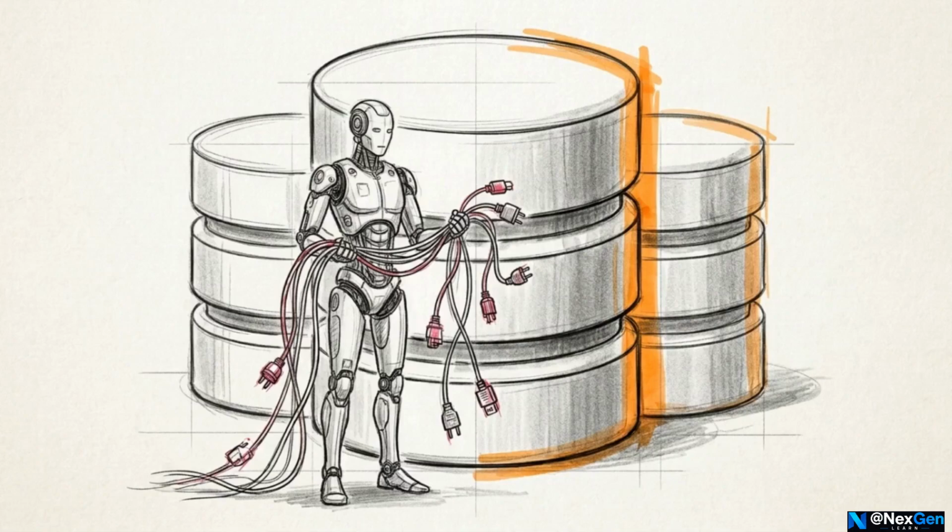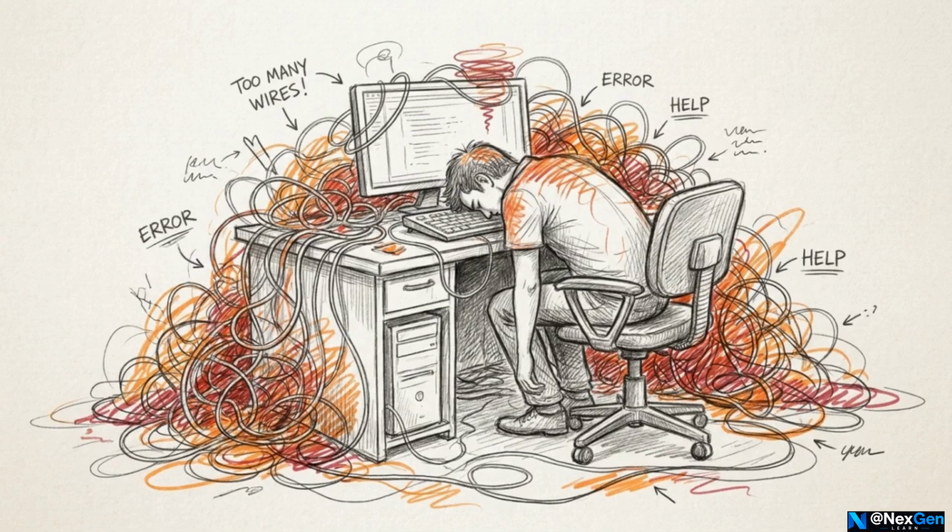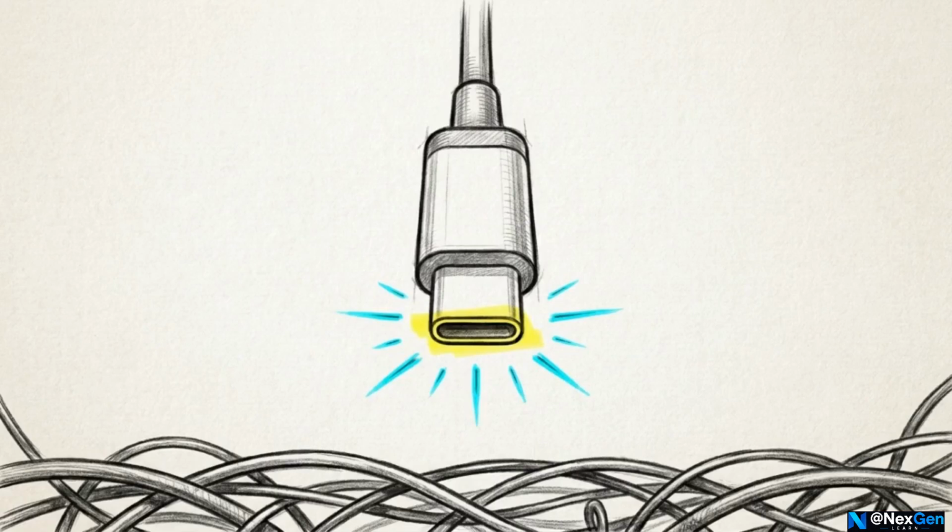If you want an AI agent to read your database or trigger an action in a specific tool, you have to write custom glue code. Every new API requires a bespoke integration, meaning you spend more time maintaining connections than building actual capabilities. The Model Context Protocol, or MCP, eliminates that friction.